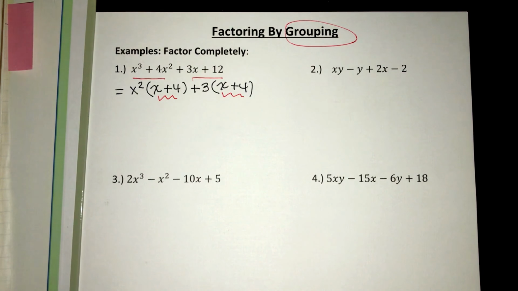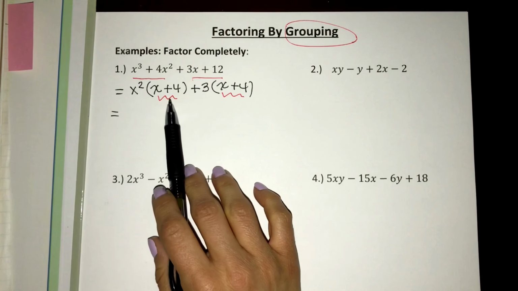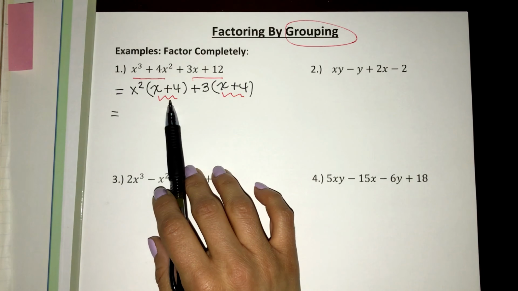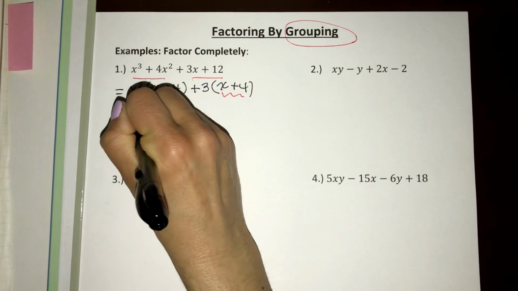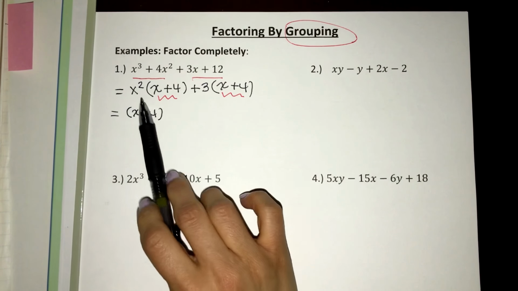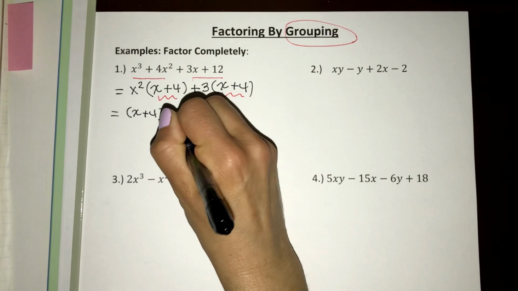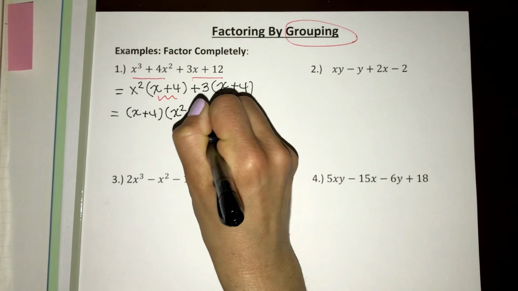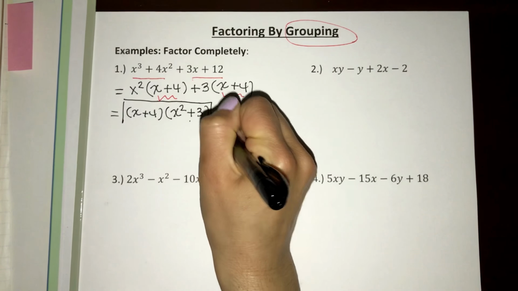The last step, so that it's completely factored, is we're actually going to think of x plus 4 as a greatest common factor that's common to both. And so I could factor out x plus 4, and then once that's factored out, you're left with x squared plus 3. And make sure you write that as a product. So this is our product, and this is now completely factored.